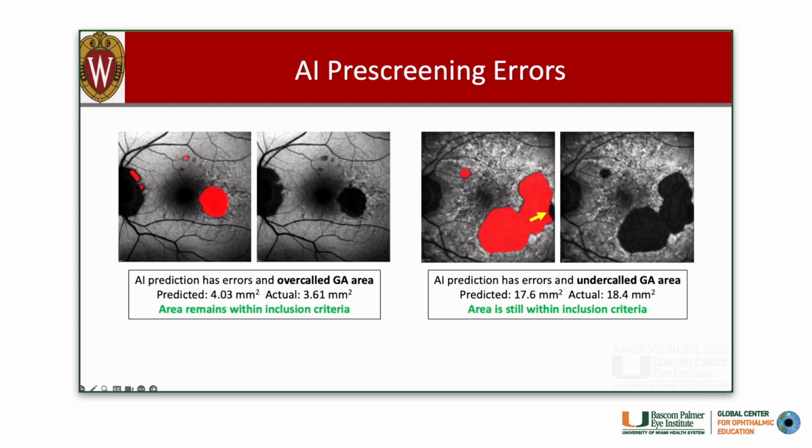We see pre-screening errors with AI. AI is not perfect. You can see on the left that here the AI has overcalled GA. The peripapillary atrophy is included in the area measurement. This still remains within our inclusion criteria. And on the right, the opposite occurred. The AI missed hypoautofluorescence in GA, also still within the inclusion criteria. But you can see that AI might make a difference by undercalling or overcalling for inclusion.